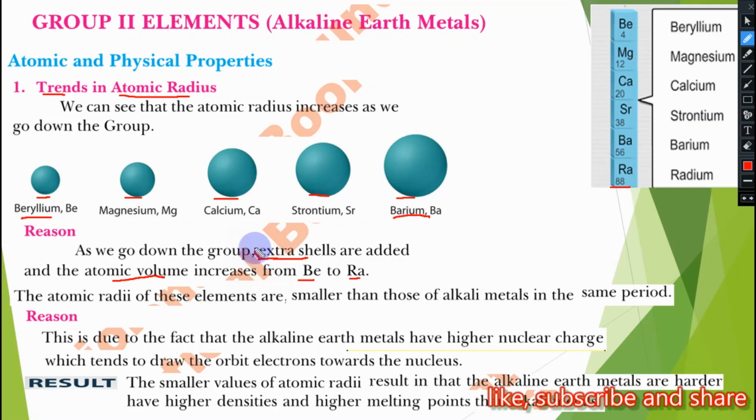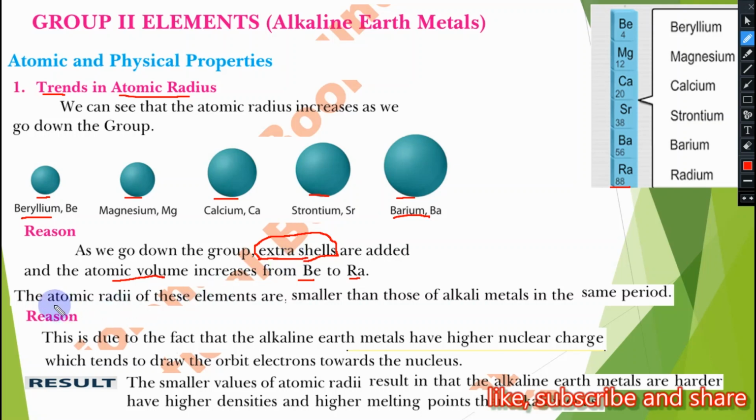When an extra shell is added, it reduces the nuclear attractive force due to the increasing shielding effect. An extra shell means a greater number of inner electrons. With more inner electrons, the shielding effect increases, so the nuclear attractive force decreases. The electron experiences less attractive force from the nucleus, as a result of which the size of the atom increases.